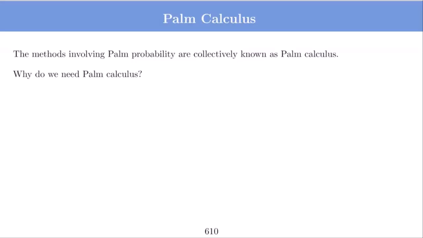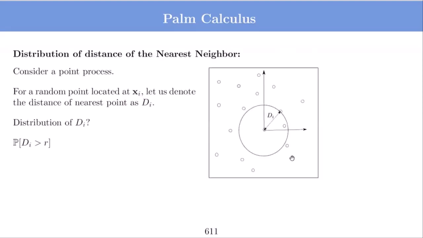So we have learned about Palm probability. The methods involving Palm probability are collectively known as Palm calculus. There are various derivations we will do which will involve Palm probability, and overall the math behind it is known as Palm calculus. So the question is, why do we need Palm calculus? Let us see one application where you would see how we do Palm calculus. How do we compute the distribution of the distance of the nearest neighbor?